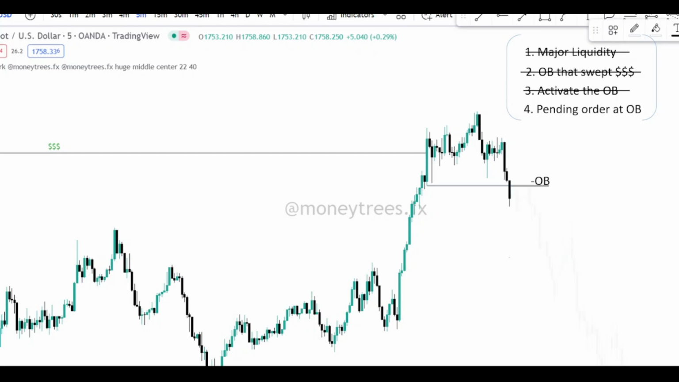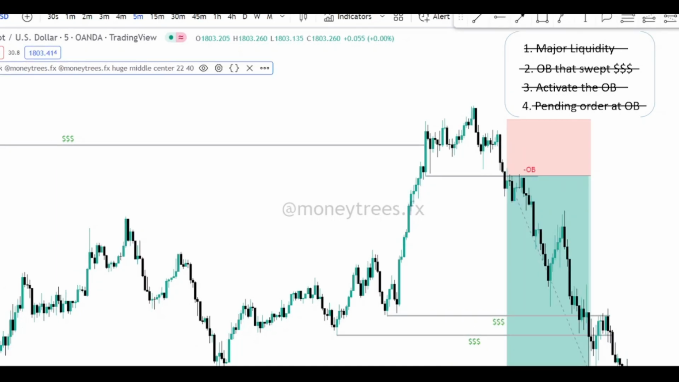So now you want to set the sell limit at the low or the body of the order block and your stop loss above the order block's high. Your target is the opposite swings, which is your sell side liquidity. So that's how the trade is going to look.